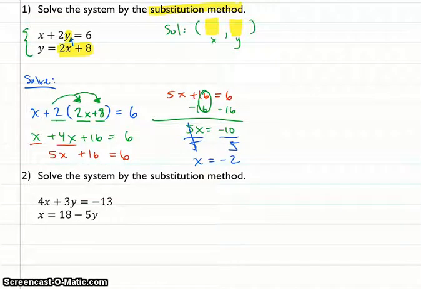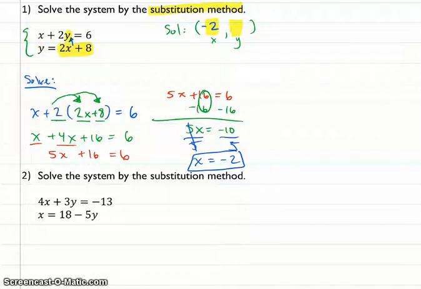All right, so I'm not done yet. What I just found is negative 2, the x coordinate. I then need to find the y coordinate. So how I find the y coordinate is I can go back to one of these equations. Say, for example, the second equation, and I can substitute in negative 2 for x.